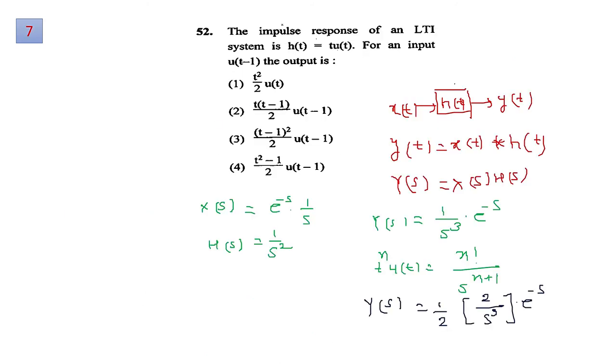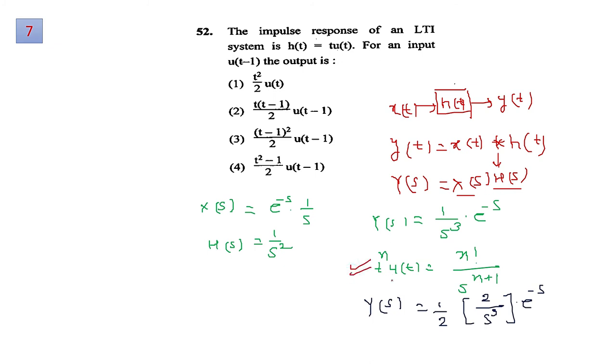Moving to question number 7, the impulse response of an LTI system h(t) is given, and the input u(t) minus 1 is given. We have to find the output. For an LTI system, if the input and impulse response are given, you can find the output by convolving the input and impulse response. Converting to the Laplace domain, it becomes multiplication. Taking the Laplace of the input x(t), and the impulse response Laplace is H(s), we will get this output Y(s).